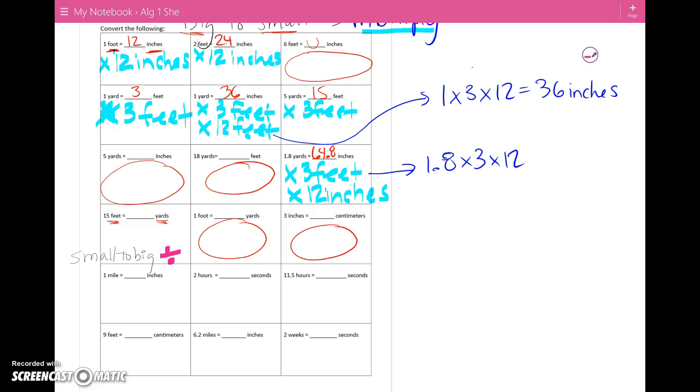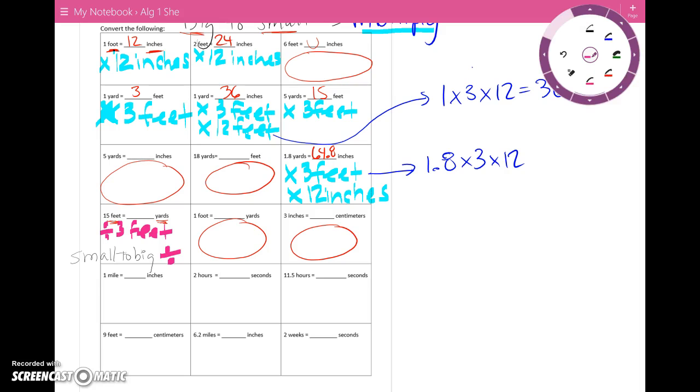So I know that in yards, there's 3 feet. So now this time I'm going to divide by 3 feet. Divided by 3 feet, so 15 divided by 3 is 5 yards. Boom. Okay?